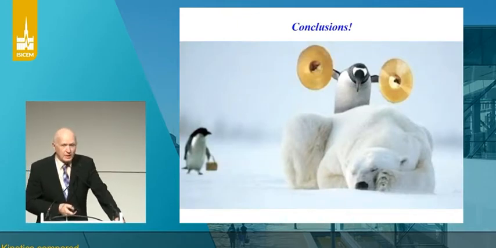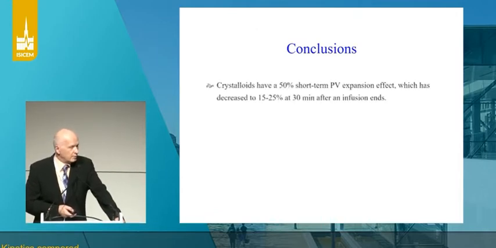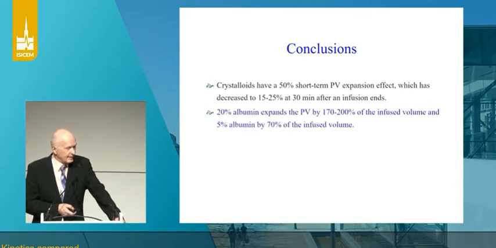Let me make some conclusions then. For the crystalloid fluid, we do have a short-term plasma volume expanding effect around 50%. But as soon as we turn off the infusion, it goes down to what we've seen in the medical textbooks. 20% albumin expands the plasma volume 170 to 200%, and 5% albumin by 70% of the infused volume. So the difference between them is not a factor of 4; it's less than 4.